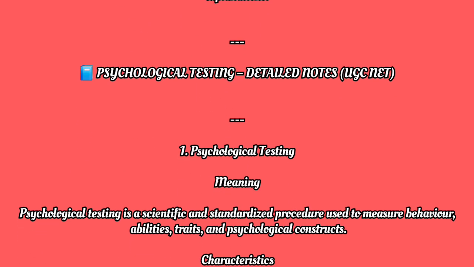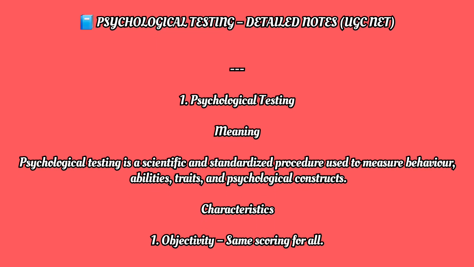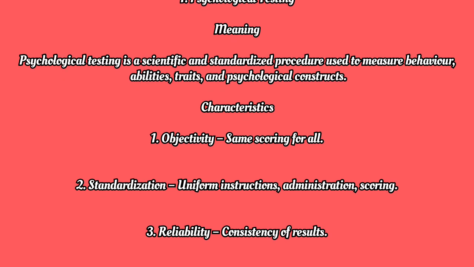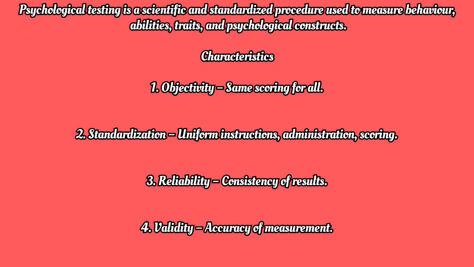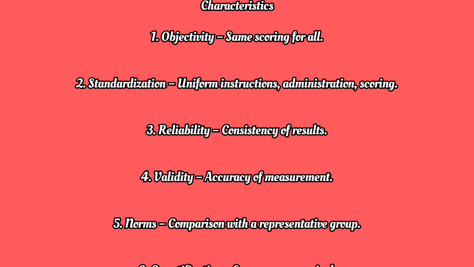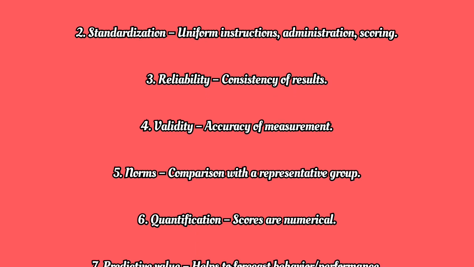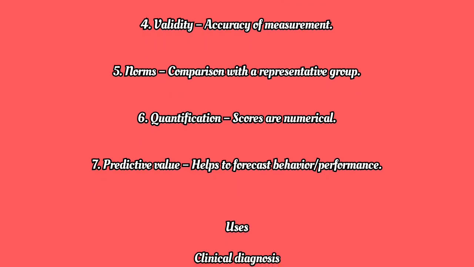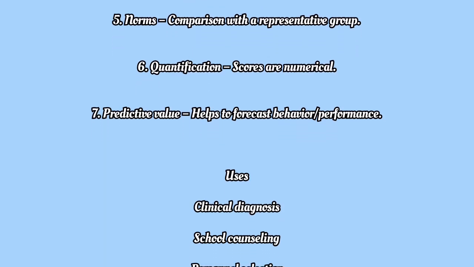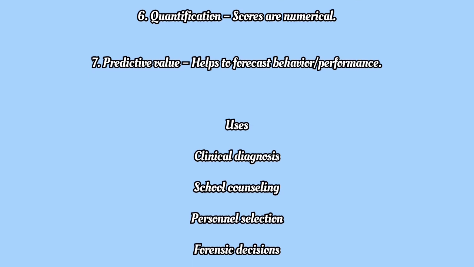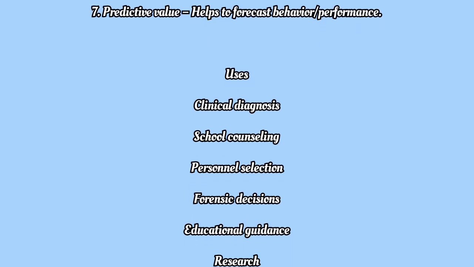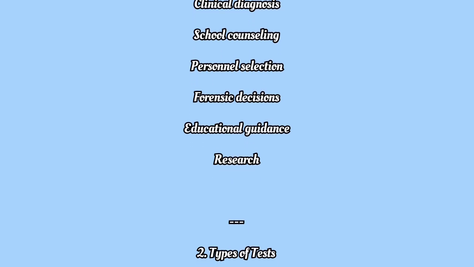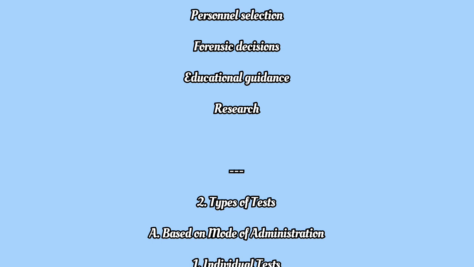Psychological testing. The meaning: psychological testing is a scientific and standardized procedure used to measure behavior, abilities, traits, and psychological constructs. The characteristics: first is objectivity, like same scoring for all. Second is standardization, uniform instructions, administration, and scoring. Reliability is consistency of results. Validity is accuracy of measurement. Norms are comparison with representative groups. Quantification means scores are numerical. Predictive value helps to forecast behavior and performance. The uses are clinical diagnosis, school counseling, personnel selection, forensic decisions, educational guidance, and research.